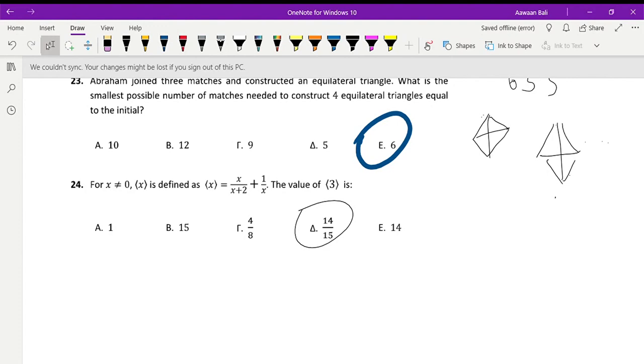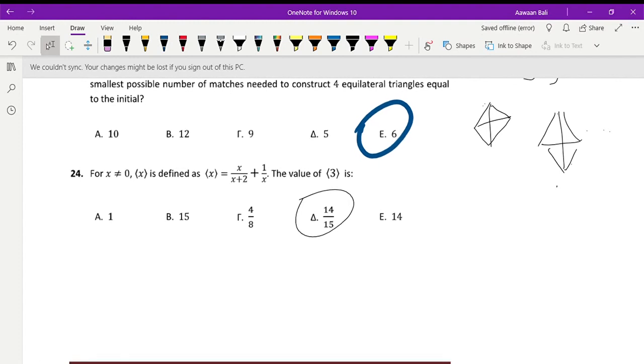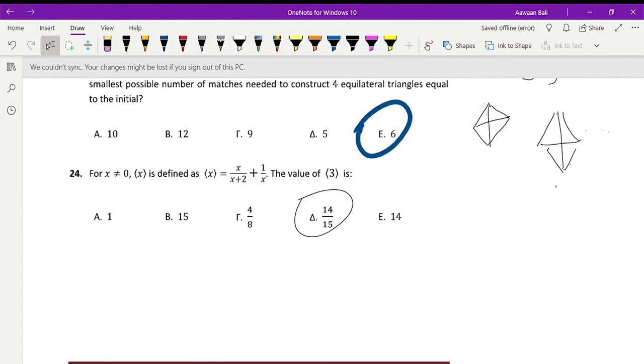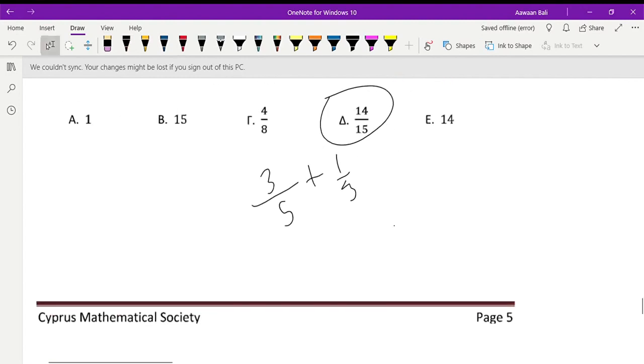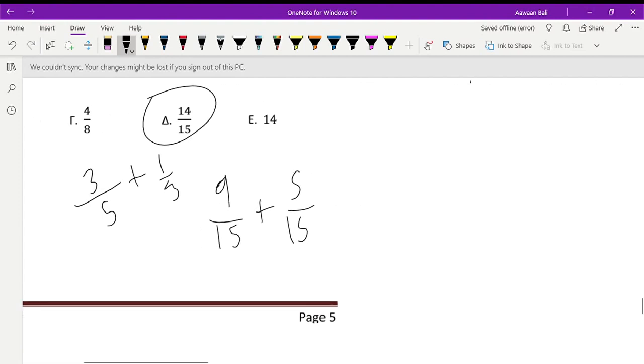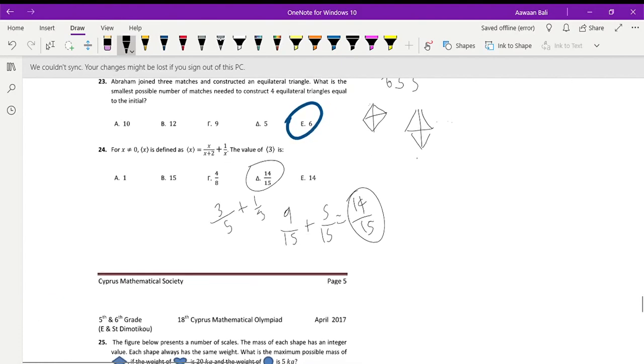Question number 24. For x unequal to 0, this x in brackets is defined as x in brackets is equal to x divided by x plus 2, plus 1 upon x. The value of 3 in brackets is, okay, so we have 3 upon 3 plus 2, 5, plus 1 upon 3. The LCM is 15, definitely, and that's the first common multiple you can get. So 5 times 3 is 15, 3 times 3 is 9, 3 times 5 is 15, so 1 times 5 is 5, 9 plus 5 is 14 upon 15. So the answer is delta, 14 upon 15.